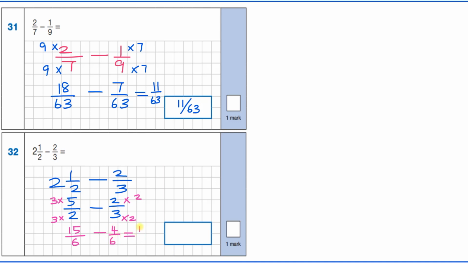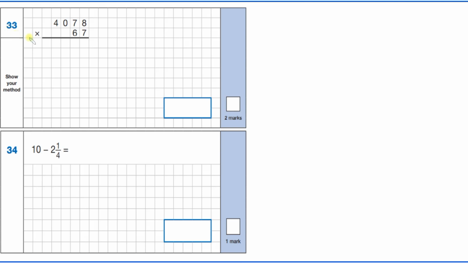And the answer is 11 over 6. 11 over 6 is, you can say, 1 whole and 5 remaining over 6. So that is the answer, 1 whole 5 over 6. And that is the answer for question number 32.